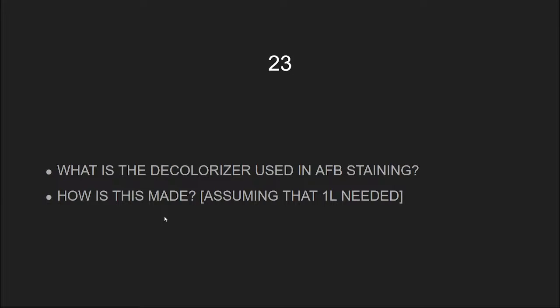Someone else, please. How do we prepare this? Marian, how do we prepare 3% acid alcohol? I need 1 liter, good for 1 week. 970 ml of ethyl alcohol, and 30 ml of hydrochloric acid. HCl. What is HCl? Hydrochloric acid. Concentrated hydrochloric acid.